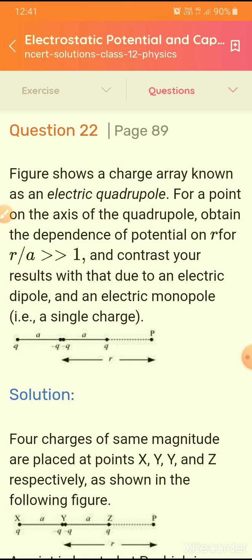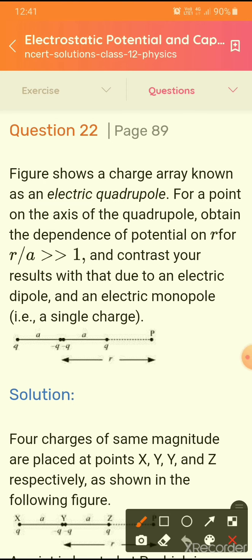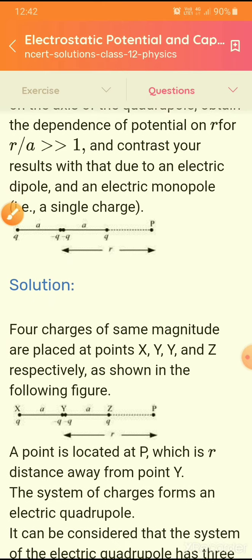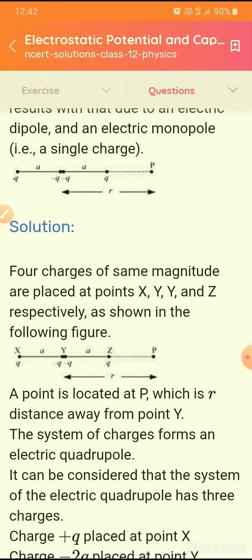See in the diagram here: Q, minus Q, and plus Q. So 4 charges are there. So it is a quadrupole, and P is a point outside these 4 charges. The charges are named X, Y and Z.